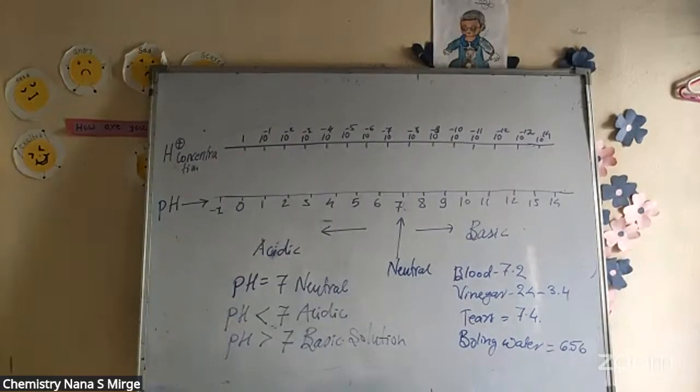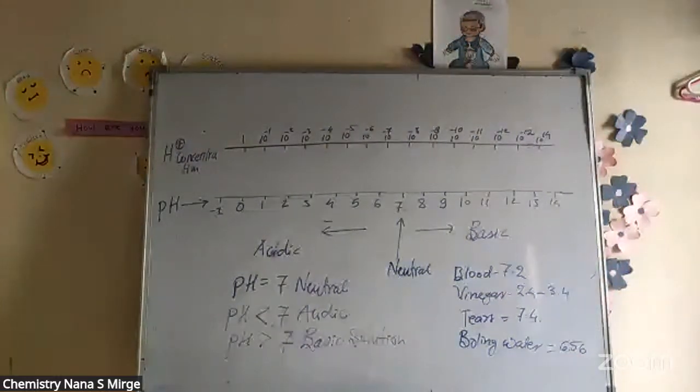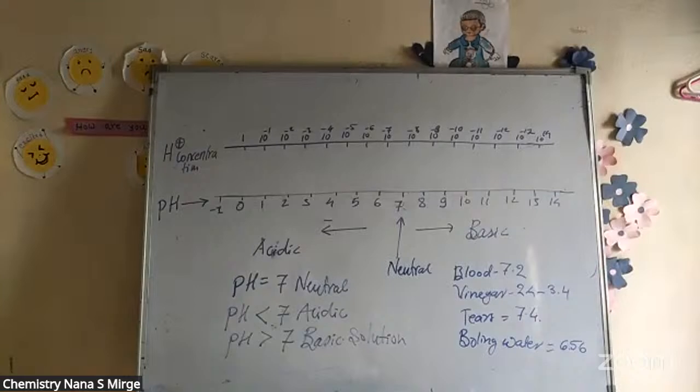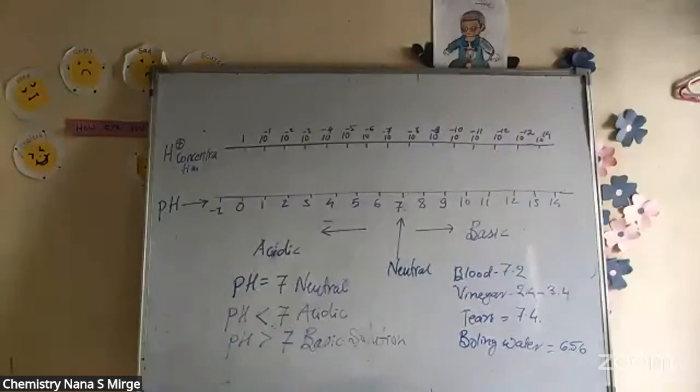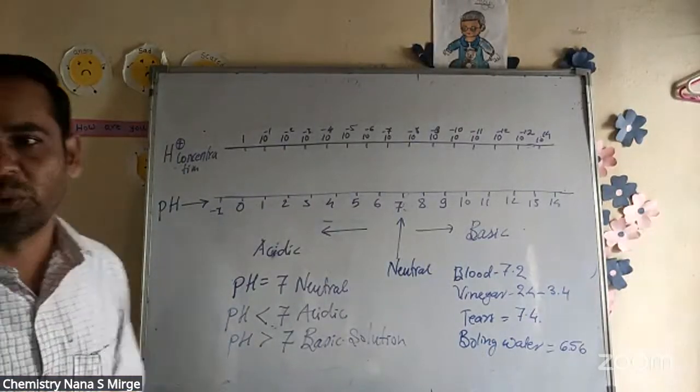I think chat box. Thank you. What is the pH of vinegar? Vinegar is acetic acid. Commercial vinegar is given there. pH of vinegar is 2.4 to 3.4. Okay. You have 3 minutes. Please tell me any doubt.